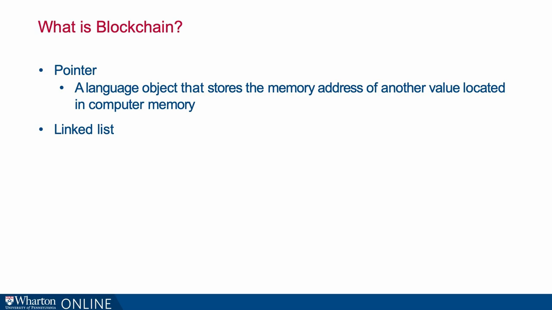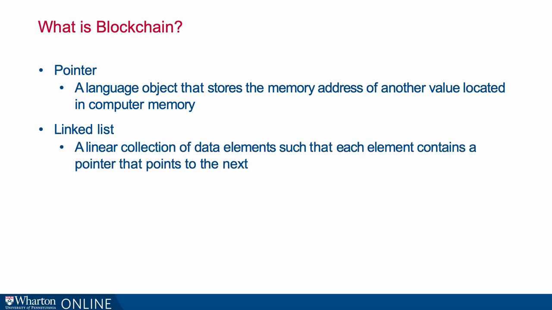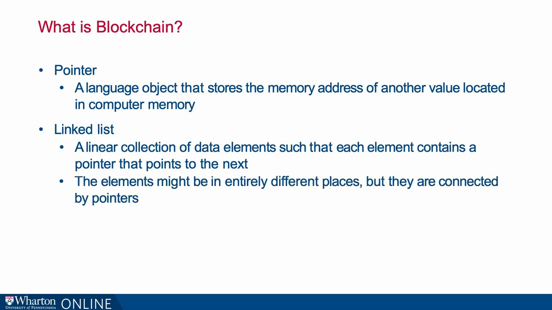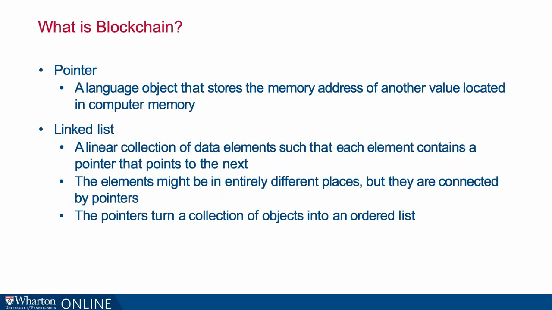So then if that's a pointer, what's a linked list? A linked list is a linear collection of data elements such that each element contains a pointer that points to the next. So the elements might be in entirely different places, but they are connected by pointers. So what these pointers do is they turn what is sort of a random collection of objects into an ordered list.